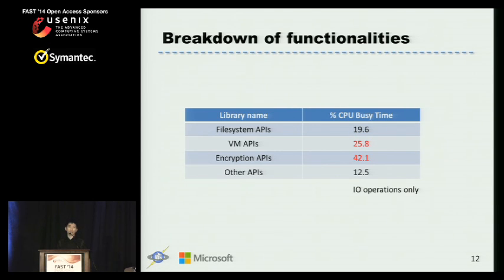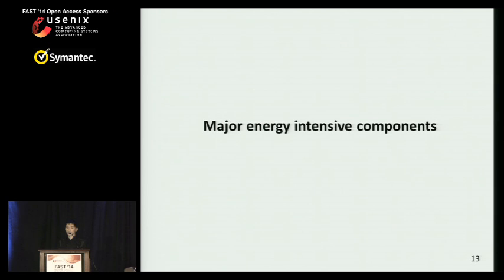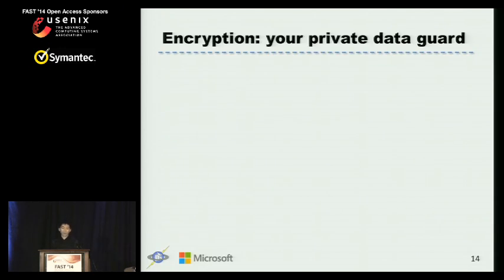So even though the CPU busy time is not equivalent to the energy consumption, it is still a very good indicator. So in the following part I'm going to talk about the major energy intensive components, as you have probably already guessed, that is the encryption overhead and the runtime overhead. But before we go to any experiment results or figures or tables or data, let's first take a look at why we need encryption.